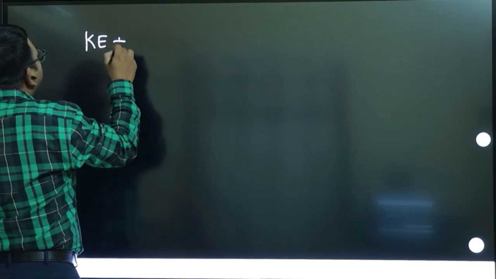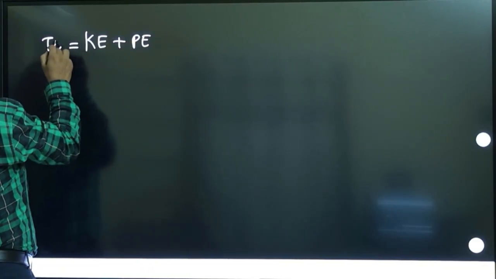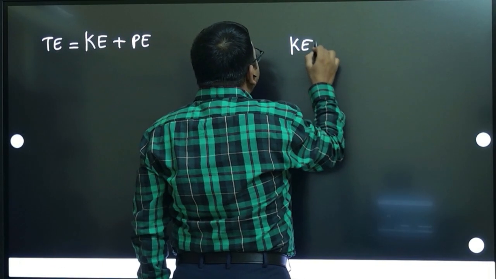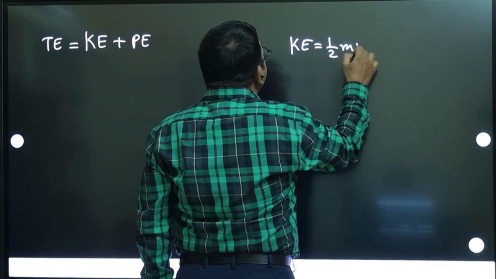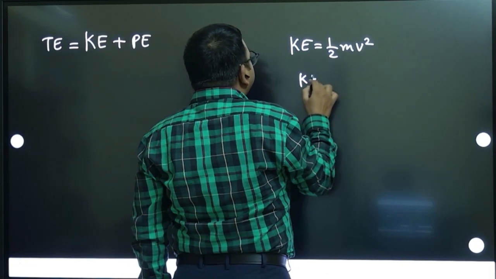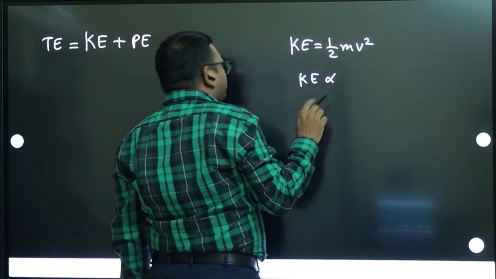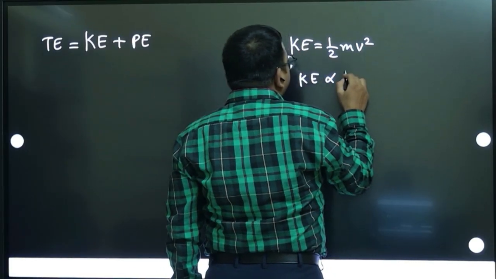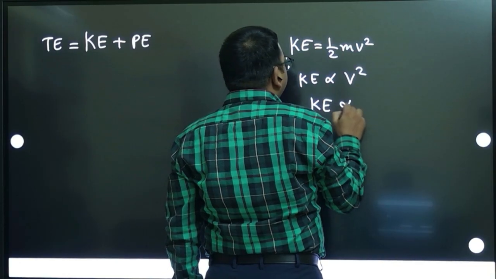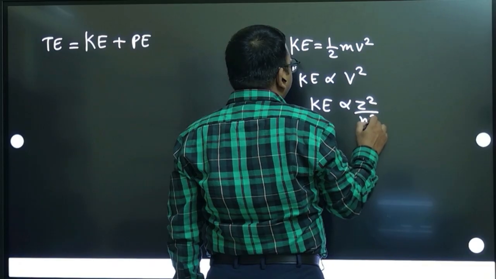Kinetic energy plus potential energy, that is the total energy, right? So what is kinetic energy? Kinetic energy is half mv square, right? So we can substitute the value. If you see kinetic energy proportionality, this v square was there, but v is proportional to z by n, so kinetic energy is proportional to z square by n square.